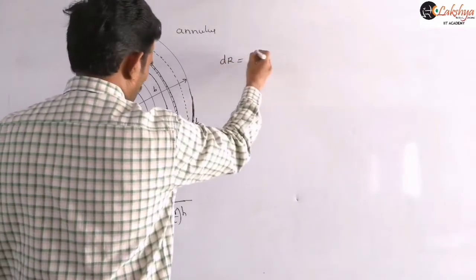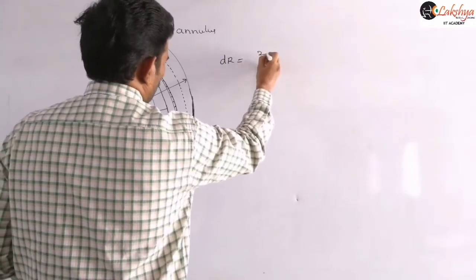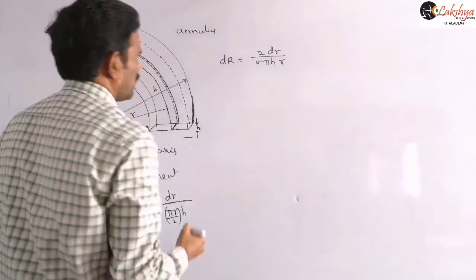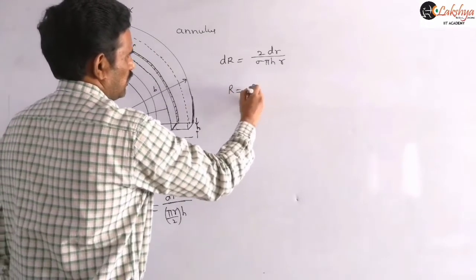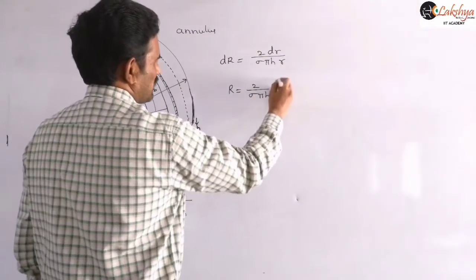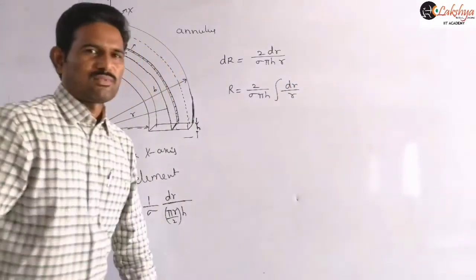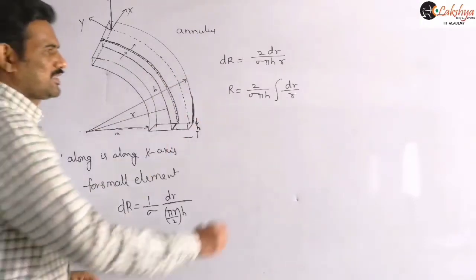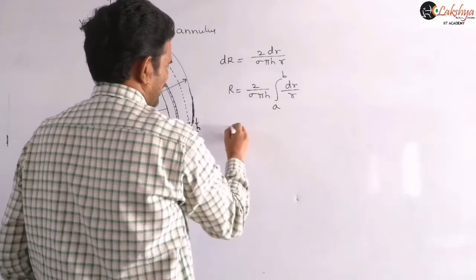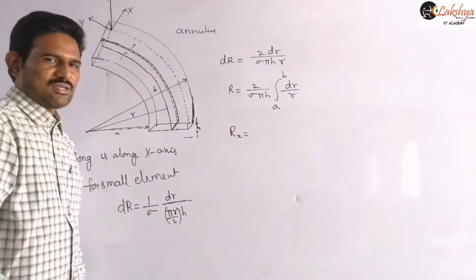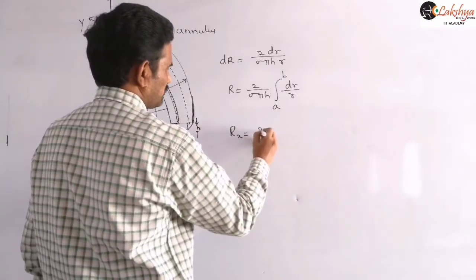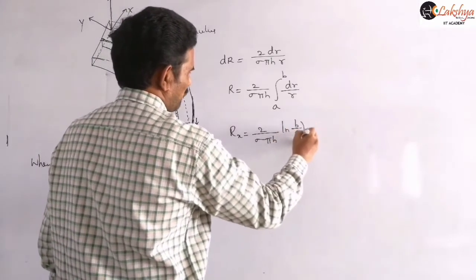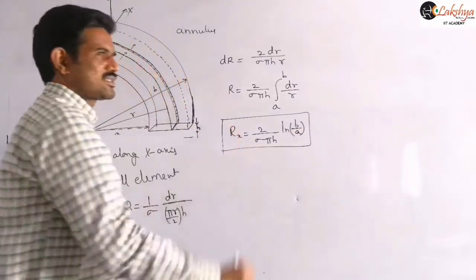Therefore, dR is equal to 2 into dr by sigma into pi into h into r. So, therefore, R is equal to 2 by sigma into pi into h, which is a constant, then integral of dr by r. Now, r is nothing but the radial distance, r varies from a to b. So, you can take the limits from a to b. So, the resistance along the x direction that I am taking as Rx, I can write as 2 by sigma into pi into h into ln b by a. Got it?